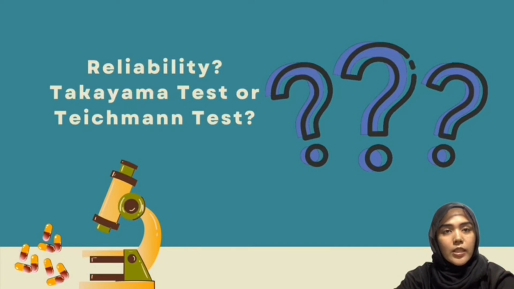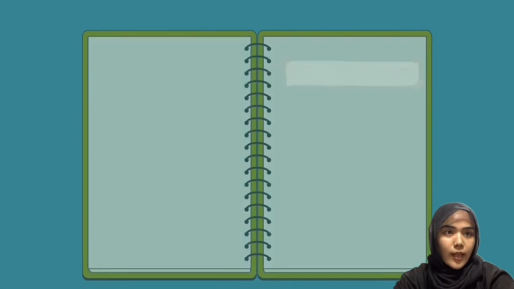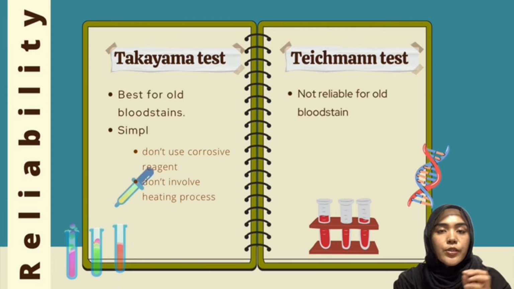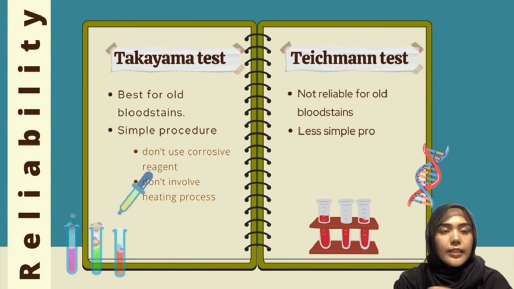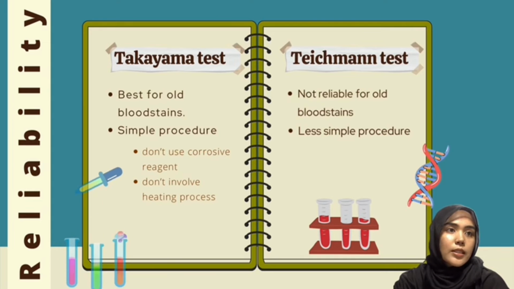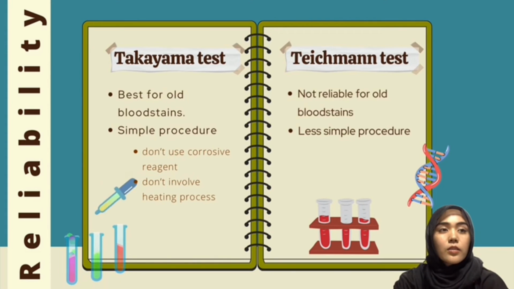Next, I will discuss the reliability of the attachment test and the Takayama test. Between the two, the Takayama test is more reliable than the attachment test. This is because the attachment test cannot be used for all bloodstains. However, the Takayama test is best used for all bloodstains. Not only that, the Takayama procedure is much simpler than the attachment test, as it doesn't use any corrosive reagent and doesn't involve a heating process.